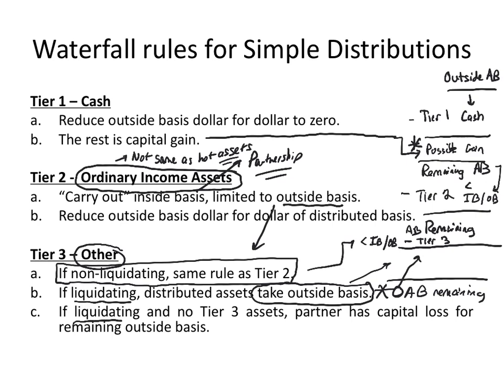If it's liquidating and we don't have any Tier 3 assets and we have an amount here, this is where you're going to have possible capital loss. Again, if it's a liquidating distribution and there's no Tier 3 assets and you still have an amount left, it'll be a capital loss. Long-term capital loss, depending on how long you held your ownership. Short-term capital loss, right? If it's been held for a year or less. And that's it. That's the basic overview of partnership taxation.